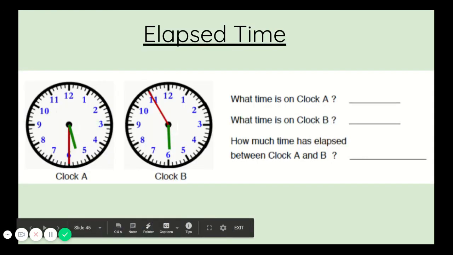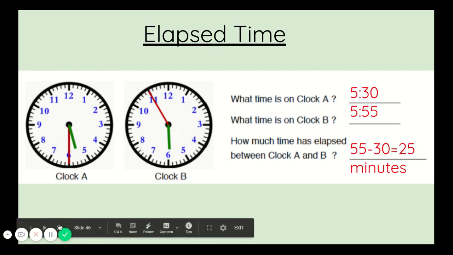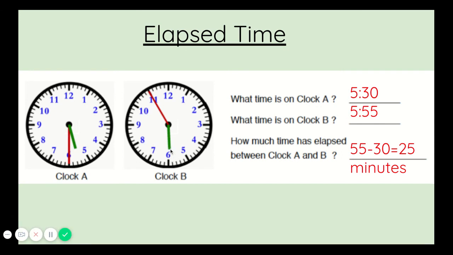This is an example of an elapsed time problem you have in your packet this week. First, what is the time on clock A? My hour is 5. My minutes are 30. Clock A is 5:30. Clock B, my hour is still 5. I go back. My minutes are 55. Clock B is 5:55. When we have elapsed time within the same hour, the 5 o'clock hour, we can subtract 55 minus 30. That equals 25. So the amount of minutes that have elapsed are 25 minutes.